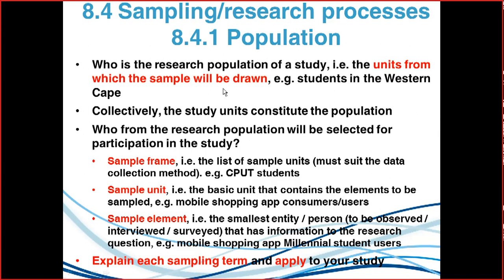But who is the research population? So from where will the units be drawn? So students in the Western Cape for the mobile shopping app. And then consider other elements.